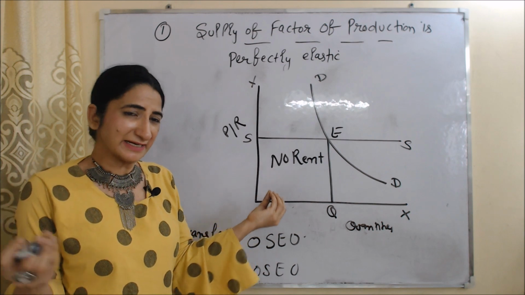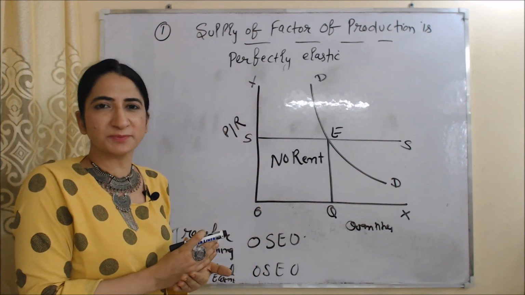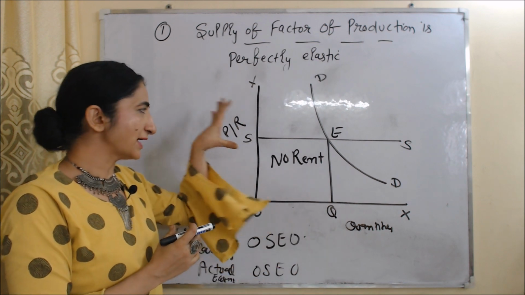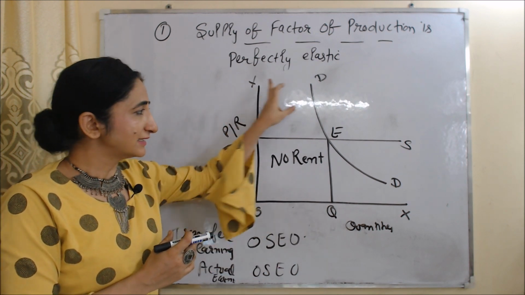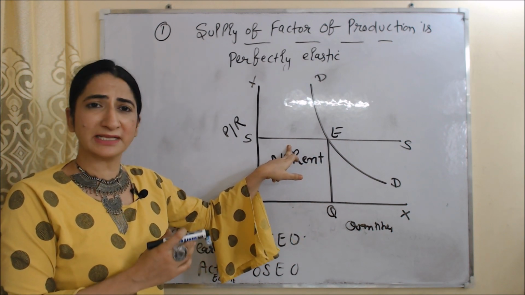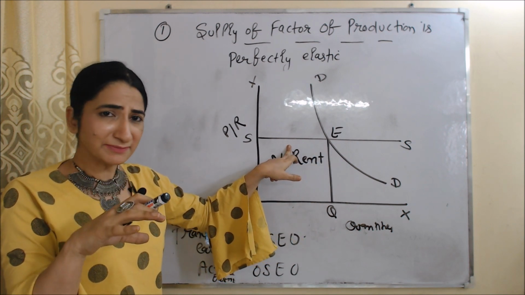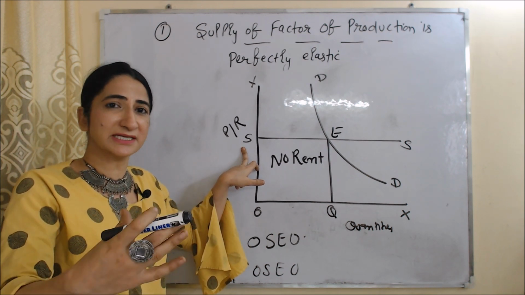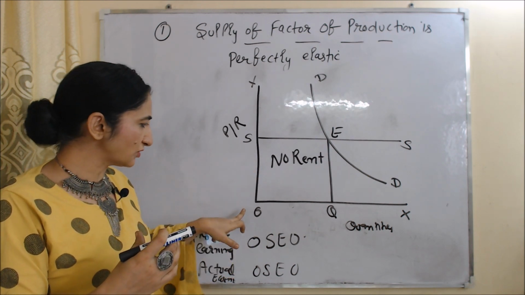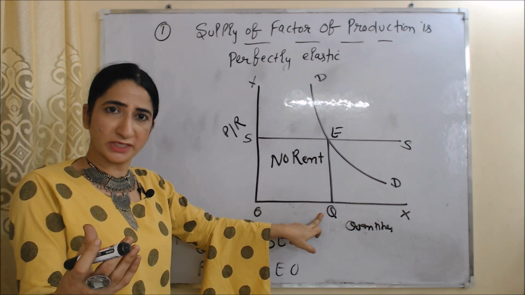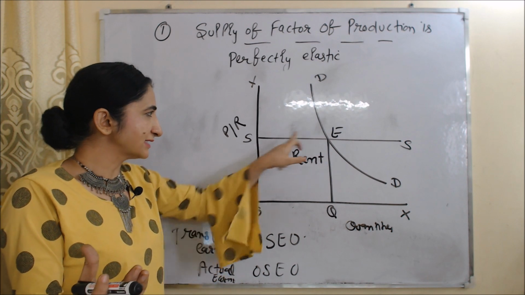Now we will see the diagram when the supply of factor of production is perfectly elastic. In this diagram, on the x-axis we have quantities and on the y-axis we have price or rent. DD is the demand curve and SS is the supply curve. You can see the supply curve is a horizontal straight line. That means at OS price we can increase the supply of factor of production as much as we want. Here you can see our actual earning is OSEQ and our transfer earning is also equal to actual earning, OSEQ.